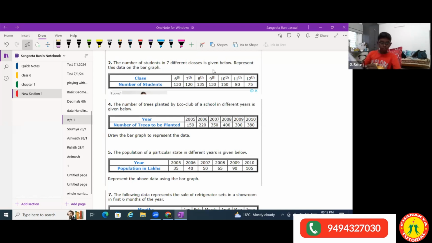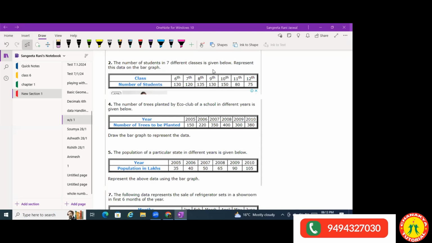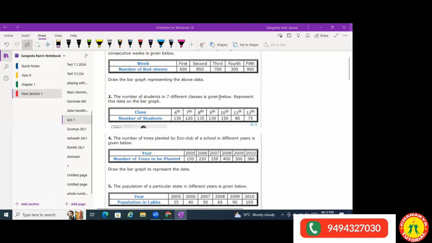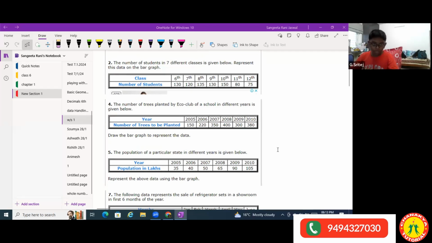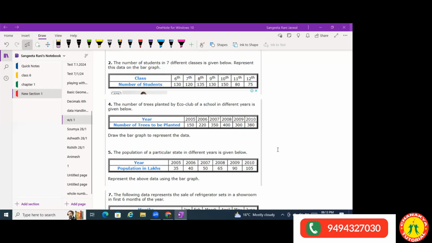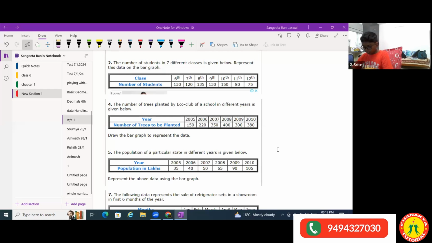Ma'am, done with the next one also, fourth one. Okay, that's nice. Others, what about you? Have you done? Except Sritesh, no one showed me the second one. Ma'am, I showed the next one to the second one also. You have done the third, next one also, no? Yes, ma'am.